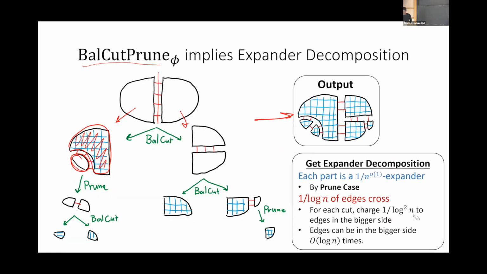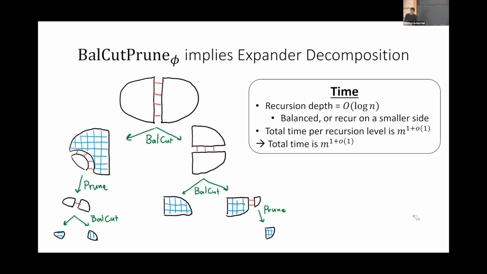Okay. Good. So in the running time, you'll see that the recursion depth is log n. So all you need to do is sum, and the total time per recursion level is going to be almost linear, because I assume that the bow cut prune takes almost linear time. So the total time for each level is almost linear, and you sum them up over log n levels, you still get almost linear time. So now all we need to do is show how to get bow cut prune.